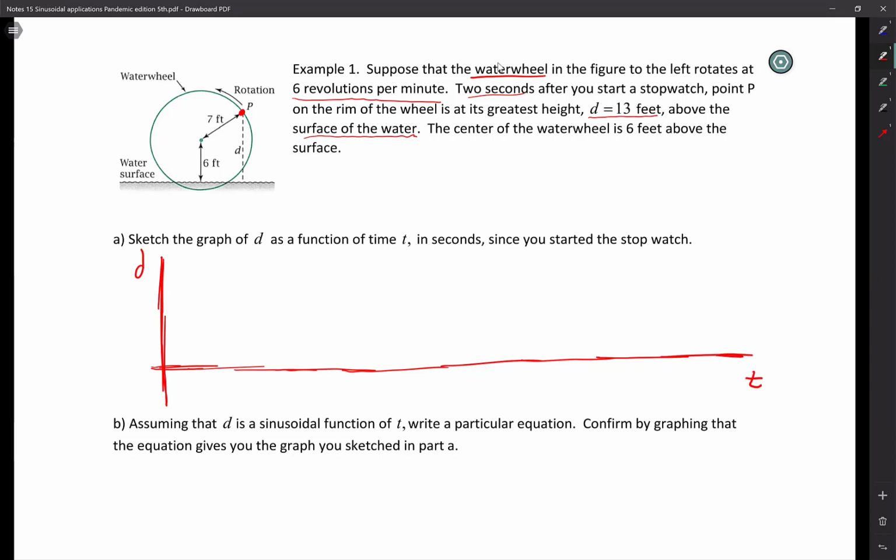All right, so here we go. So it wants me to sketch the graph of D, and D is how high this point is with respect to the water surface. So I know that the highest this point is way up here, and that is 7 plus 6, so that's a 13. So that's gonna be my high point. So I'm gonna go up here at the high point, and I'm gonna put 13, and this is gonna be in feet.